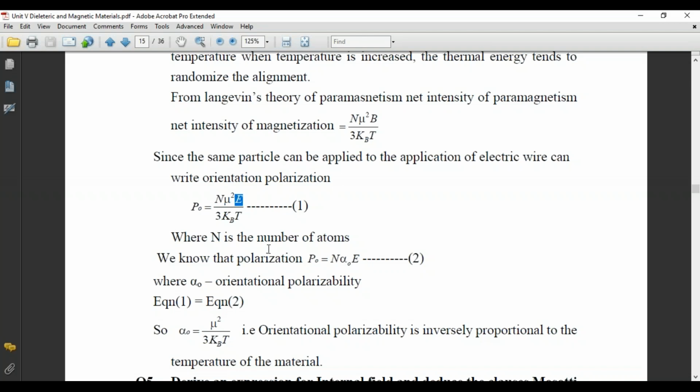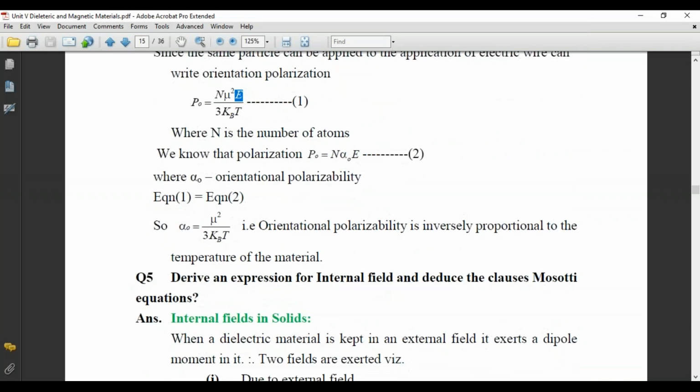Orientation polarization, where N is the number of atoms. So that polarization P equals N mu-not E. That is what is called equation 1. So equation 1 equal to equation 2, we get alpha-not equal to mu squared by 3 kBT, which is proportional to the temperature of the material.